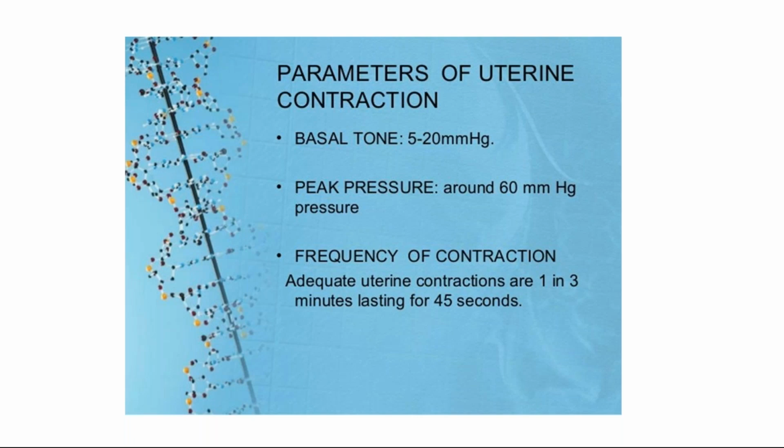The frequency of contractions should be 3 contractions in every 10 minutes, or 1 in 3 minutes, lasting for 45 seconds. Uterine contractions are said to be adequate when there are 3 in 10 minutes. Each contraction should last for 30 to 45 seconds, not less, not more. These are the basic parameters of the uterine contraction. The most important thing is that normal polarity and normal physiological gradient have to be maintained.